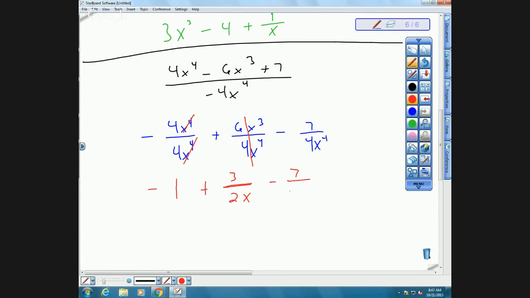And this one, I can't do anything to, can I? So I just leave it. Can't simplify the numbers. There's no x's to cross out. I'll just leave it.